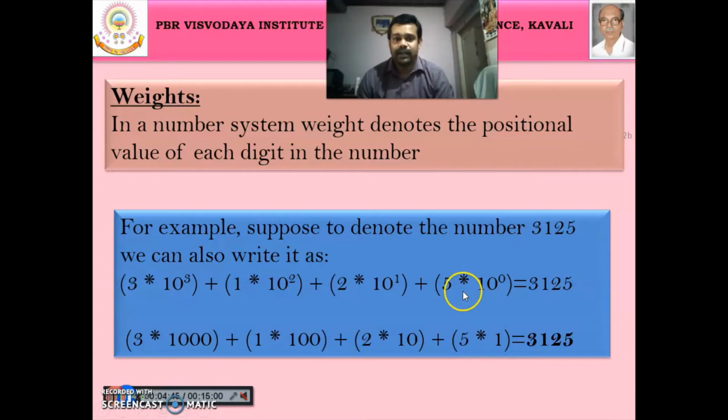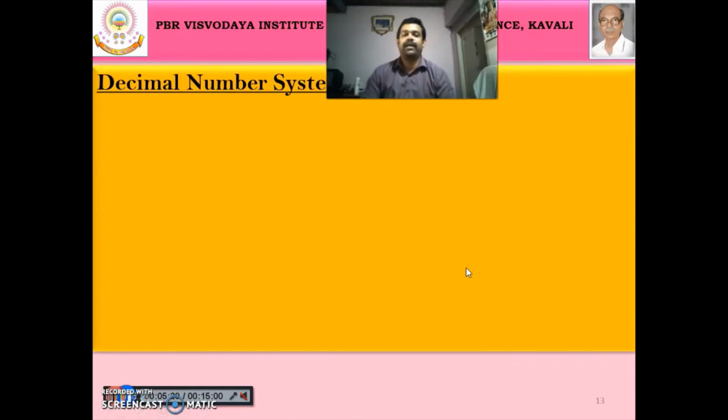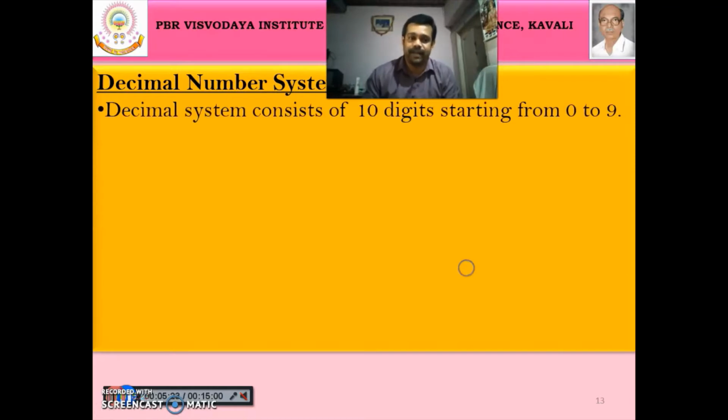3125. This number 5 has a positional value of 10 to the power 0. This 2 has a positional value of 10 to the power 1. And this 1 has a positional value of 10 to the power 2. And 3 has a positional value of 10 to the power 3. Multiplying each number with its positional value and adding all these things, we get the value of the number. Now first we are going to see what the decimal number system is.